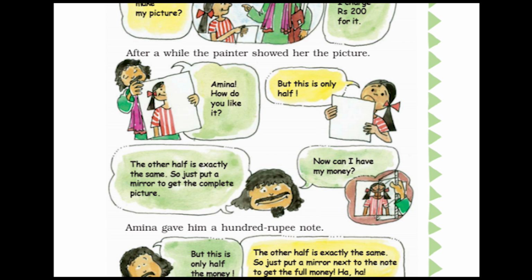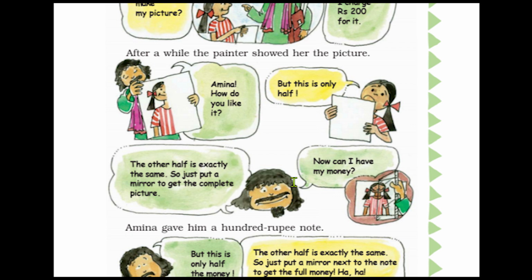One day, Amina met a painter. Can you make a picture? Amina asked the painter. He said, sure, I will charge 200 for it. After a while, the painter showed her the picture. The painter showed her only half picture. Amina, how do you like it? Amina was sad. But this is only half. The other half is exactly the same. So you put a mirror to get the complete picture.